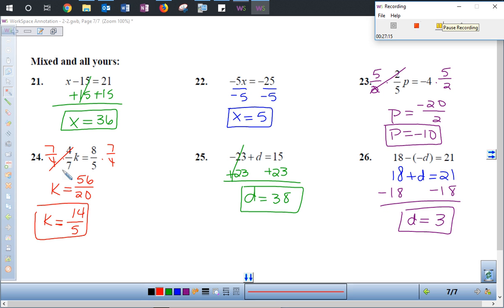On 25, we had to add 23 to each side, and d equals 38. And then on 26, we first had to simplify to 18 plus d. Then, since this is a positive 18, we subtracted 18 from each side, and d equals 3.